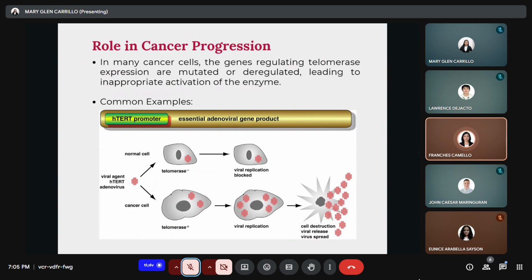As we can see, this is actually a viral agent, an adenovirus, and here we see the comparison between cancer cell and normal cell. In the normal cell, telomerase is inactive. In cancer cell, telomerase is active. If the telomerase is active, there will be viral replication of the adenovirus, which results in cell destruction, viral release, and virus spread. In contrast, if the telomerase is inactive, especially in normal cells, there will be viral replication blockage. Next slide, please.